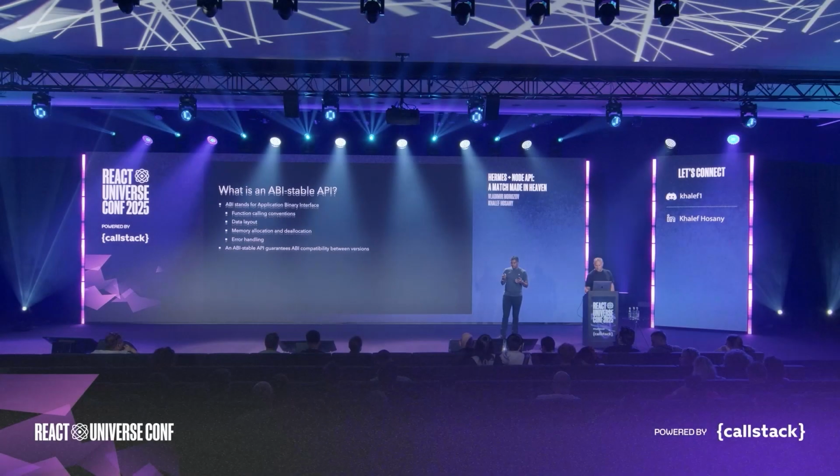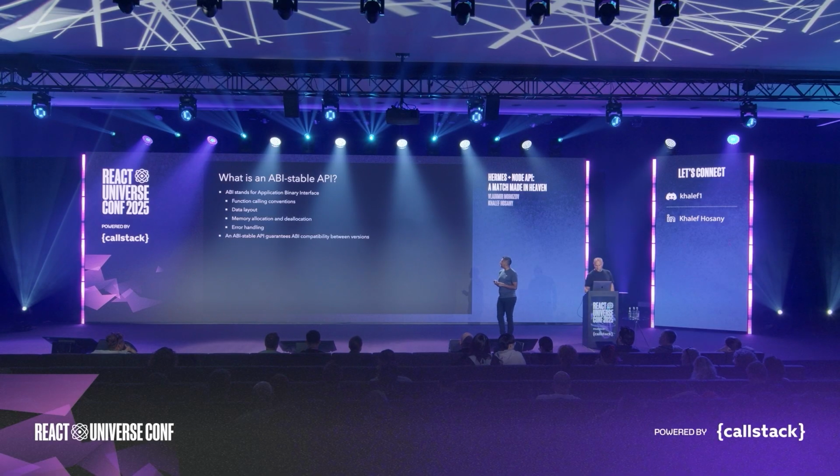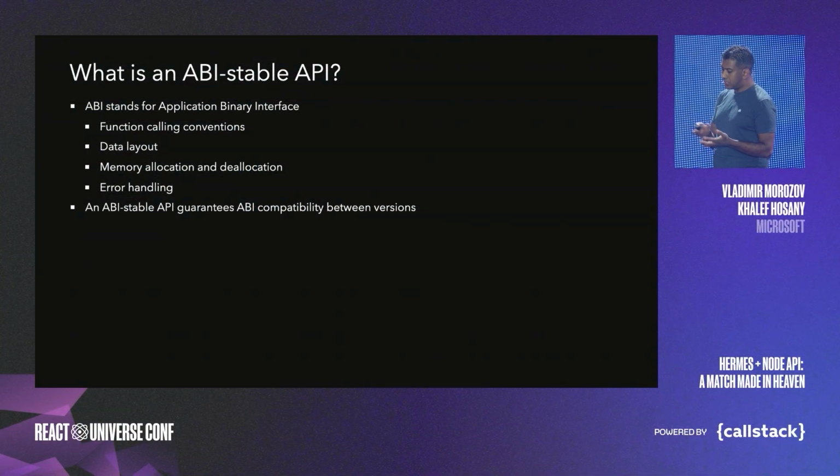And so let's talk a little bit more about an ABI-stable API. What does that mean? So ABI stands for Application Binary Interface. It strictly defines a set of rules and conventions that shared libraries can interact with each other. So this includes the calling conventions for your functions, the way data is laid out in memory, the way memory itself is allocated and deallocated, and the way errors are handled.